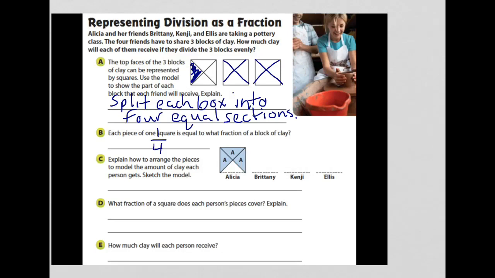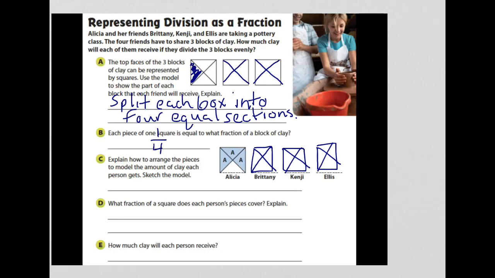Explain how to arrange the pieces to model the amount of clay each person gets. Sketch the model. I like doing the models first, so I'm going to put another square here, another square here, and another square here. That does not mean each person gets a square or a block of clay, because there's only 3 blocks. So then I'm going to do what Alicia has. I'm going to do the same thing for all 3.